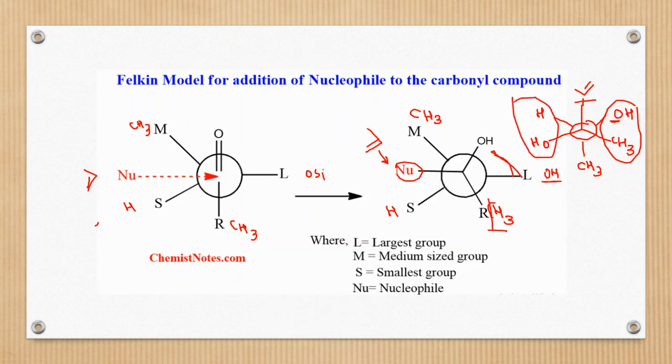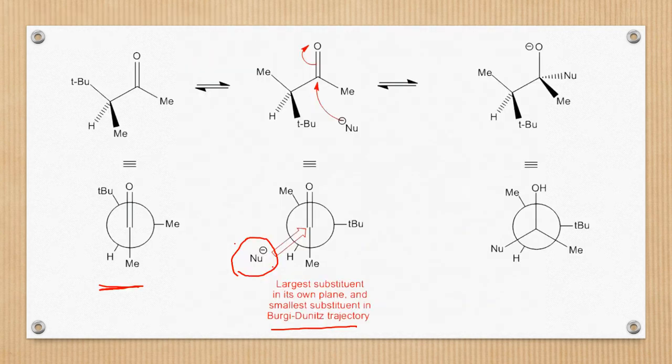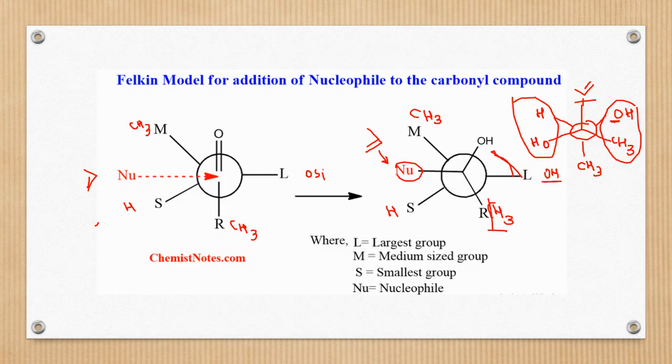So just remember this. One hydroxyl and methyl should be syn, and one hydroxy and one hydrogen should be syn. So coming to option number A, one hydroxy and one hydrogen is syn, and one hydroxy and one methyl are syn. Now coming to option number B, this OH is syn to OH. Is it right? The OH is syn to OH. Is it right, guys?